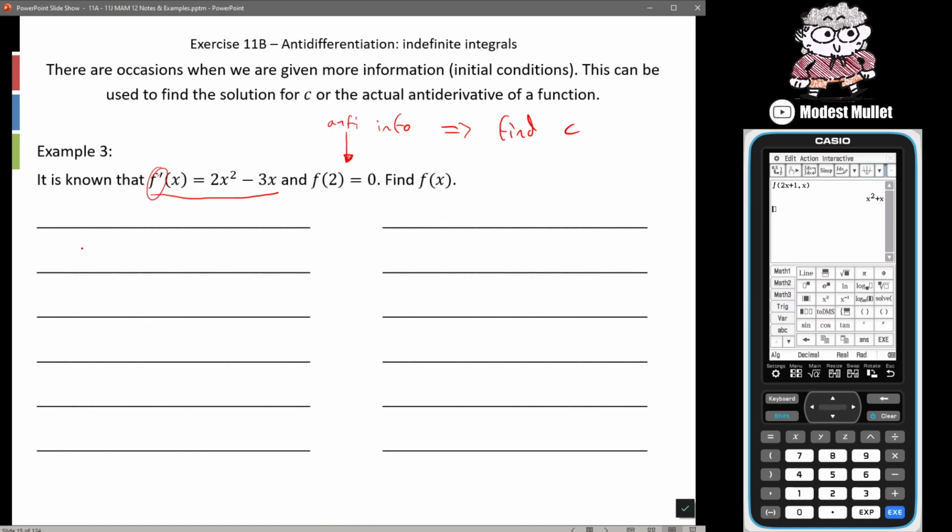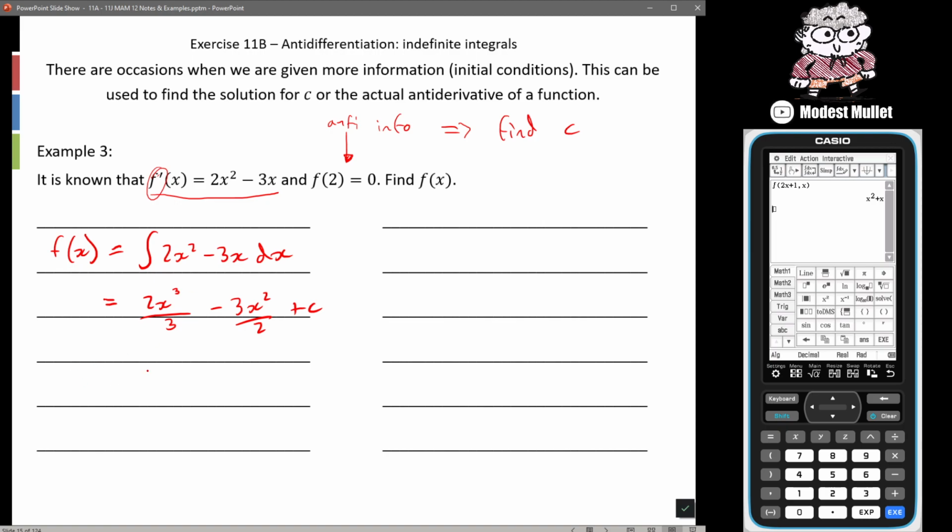So we have f dash of x, so f of x is going to be the antiderivative of 2x squared minus 3x with respect to x. So that is equal to, we have the 2x, add 1 to the power, so that becomes 3 divided by 3, minus 3x, add 1 to the power, so that becomes 2 divided by 2, put a plus c on the end.